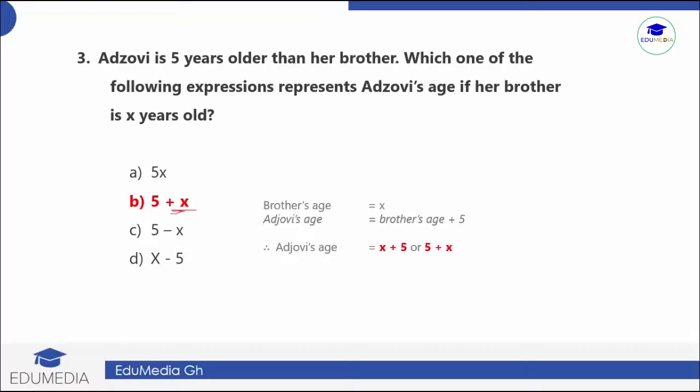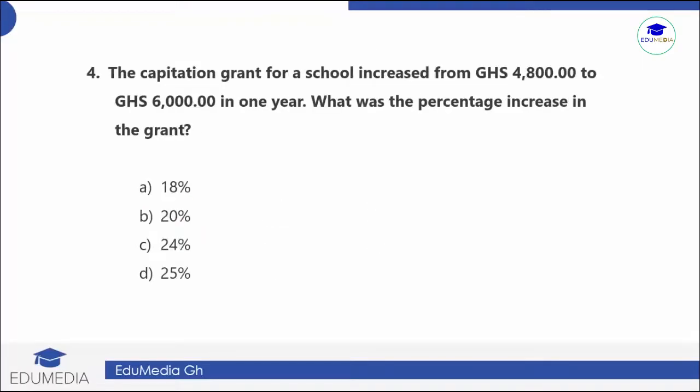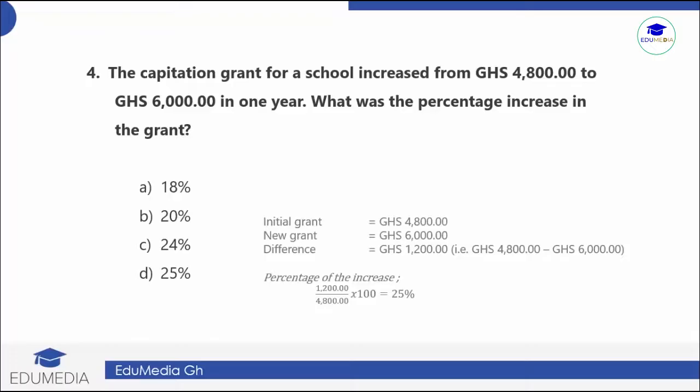All right, now let's move on to the next question. Question number 4. The capitation grant for a school increased from 4,800 cedis to 6,000 cedis in 1 year. What was the percentage increase in the grant? So the initial grant given to the school is 4,800. The new grant here is 6,000. So something has been added to the 4,800 to get 6,000, and that is what the question is asking. It is asking for the increase on the 4,800 that gave us the 6,000, the new grant. But it also demands that the difference should be in percentage.